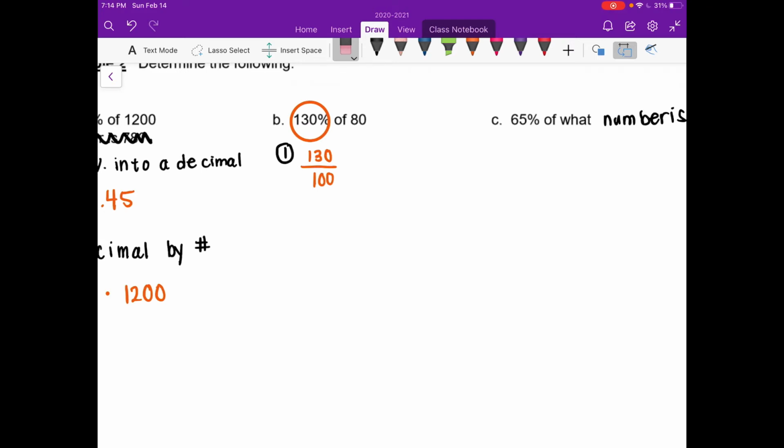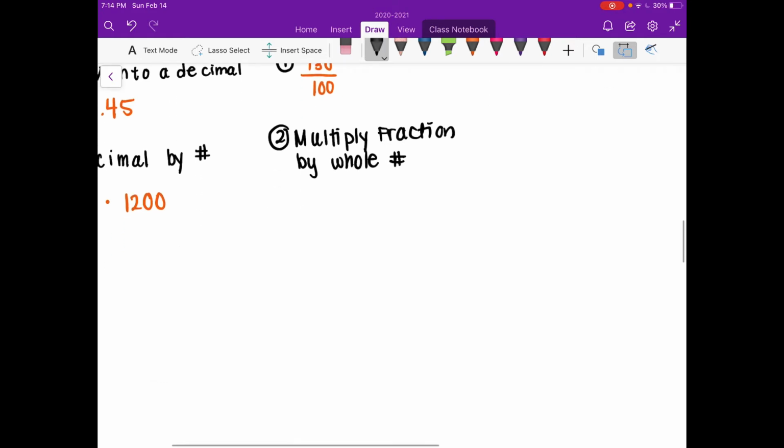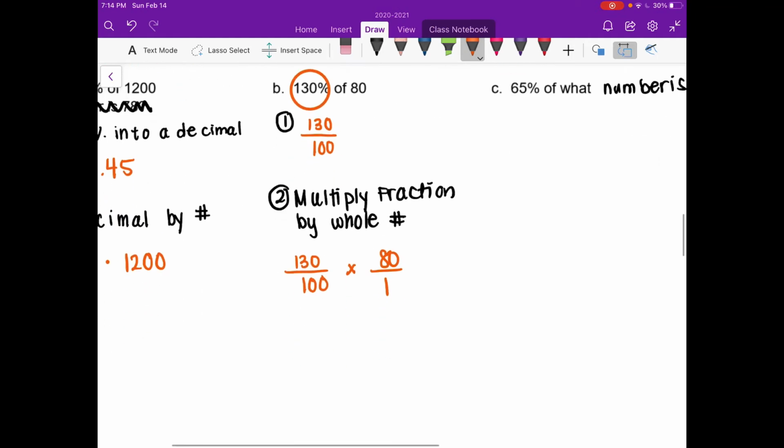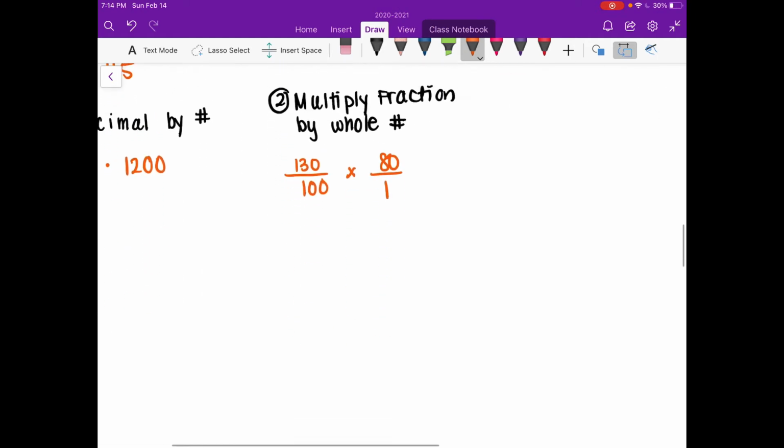Or we can convert it to a fraction. Same thing, just multiply the fraction by the whole number. Multiply fraction by whole number, and you just do whatever way works for you. Right? I'm just showing you both ways. So you have 130 over 100 multiplied by 80 over 1, right? Because that's our whole number here. And then I'm just going to reduce.